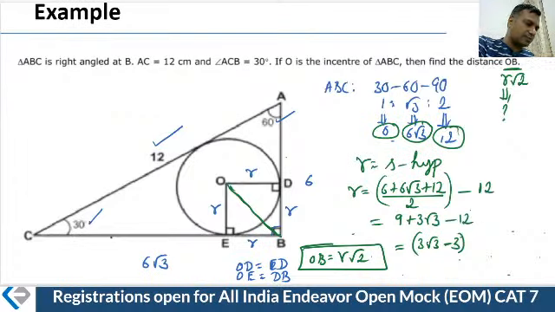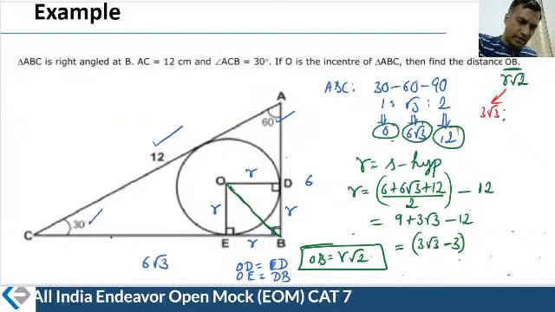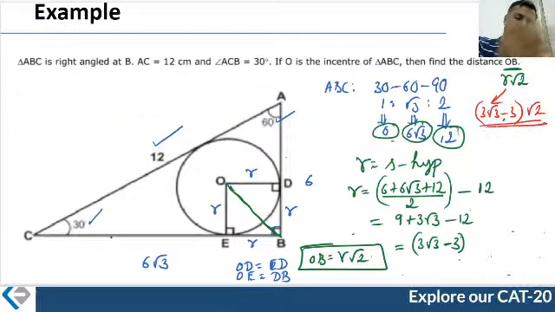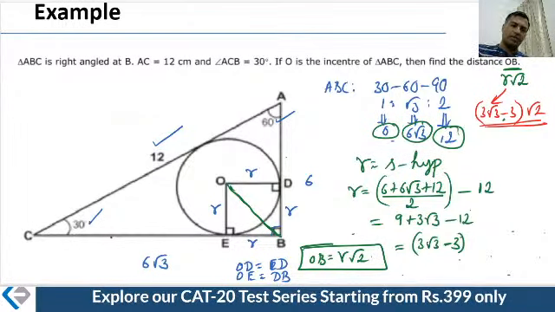Good. Now come back and substitute. R root 2 is your answer. Did I get this R value? Yes, that is 3 root 3 minus 3, times root 2. That's your answer. Based on the way he has given the answer options, we can verify that.